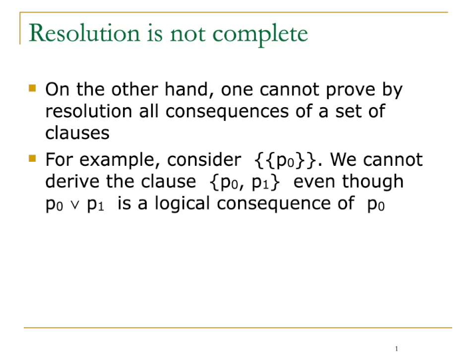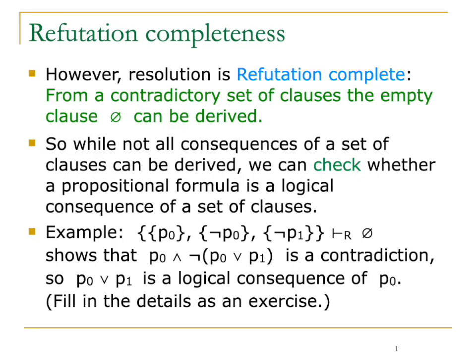This is so because we only have this one assumption P0, and in order to apply the resolution proof rule, we need to have two assumptions which are different sets, and this is not in this case possible. While resolution is not complete, it is what we call refutation complete. This means that from a contradictory set of clauses, the empty clause, which is the empty set, can be derived. So while not all consequences of a set of clauses can be derived, we can check whether a propositional formula is a logical consequence of a set of clauses.